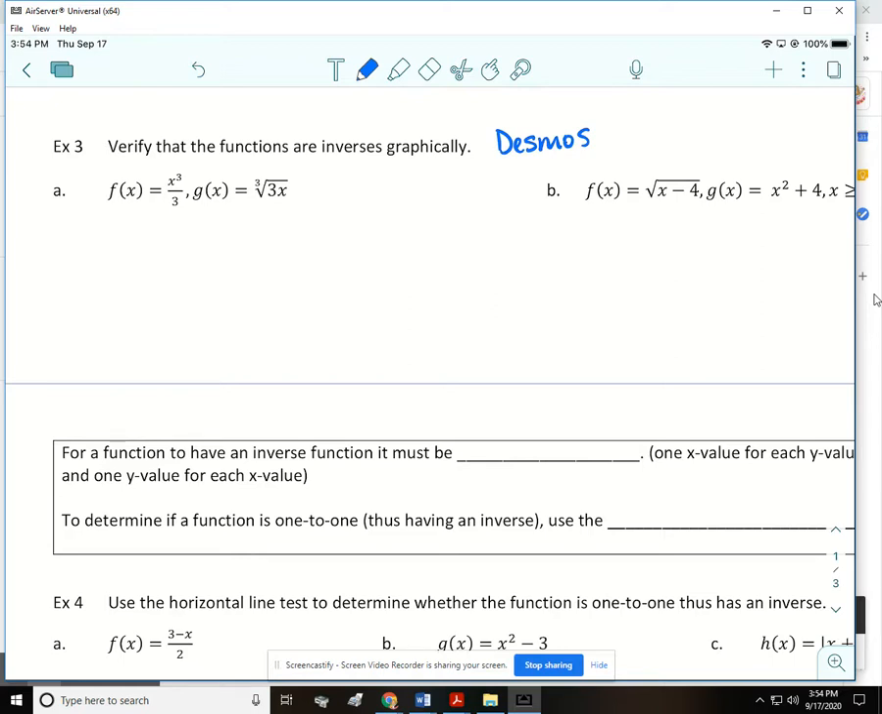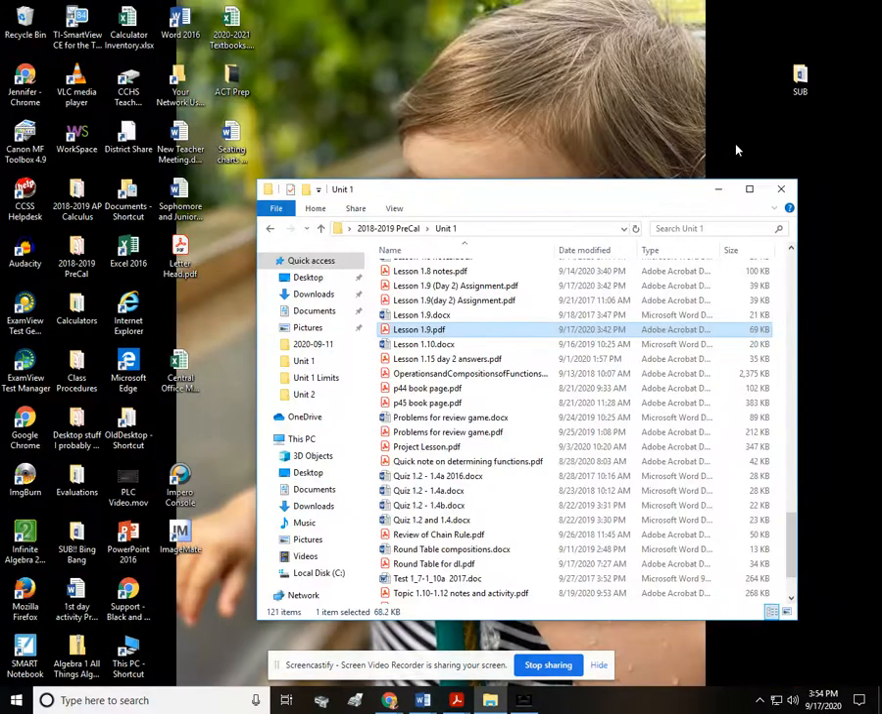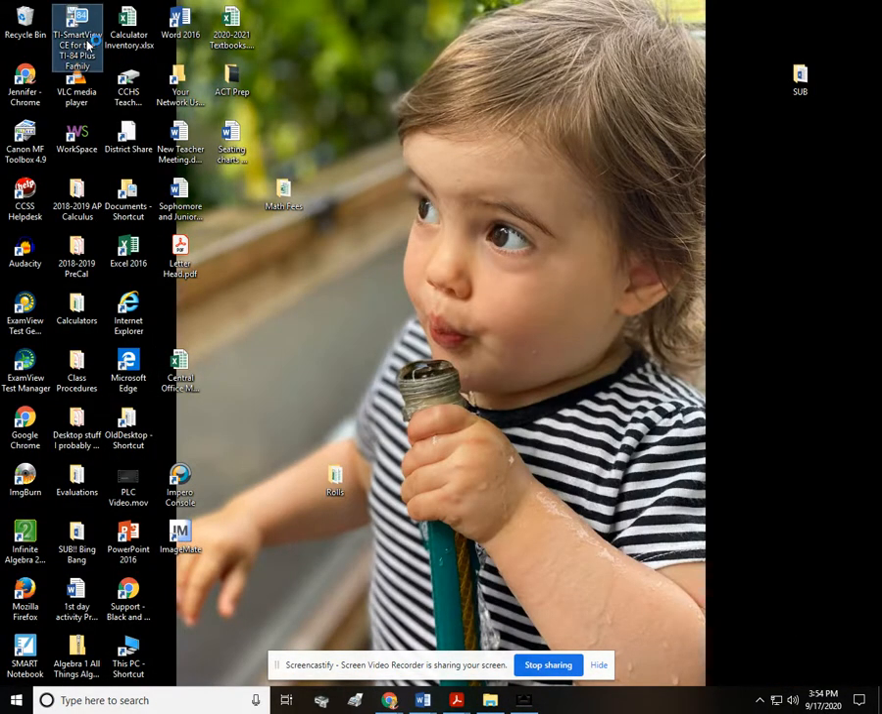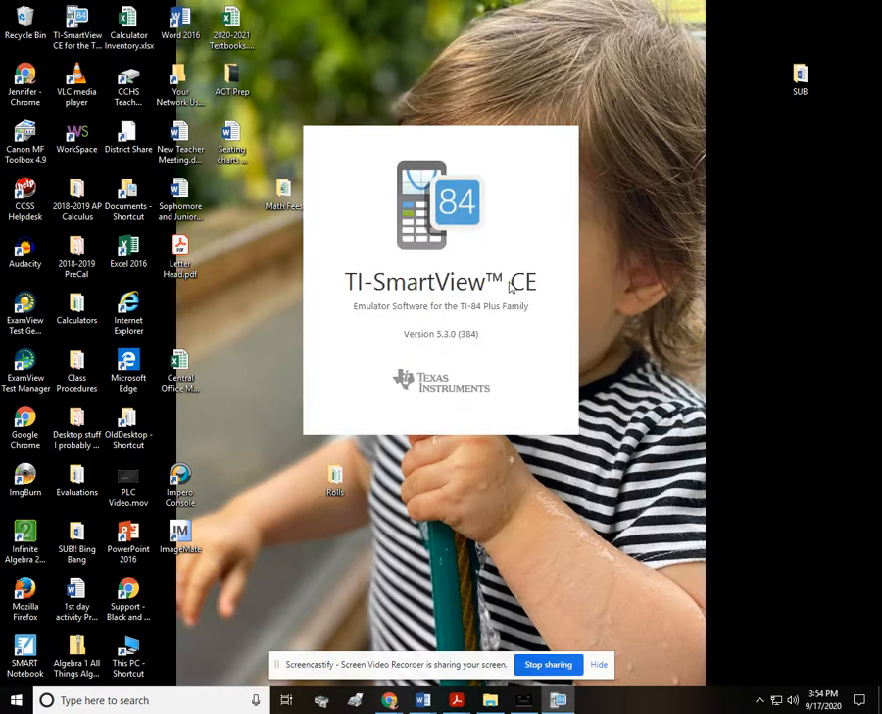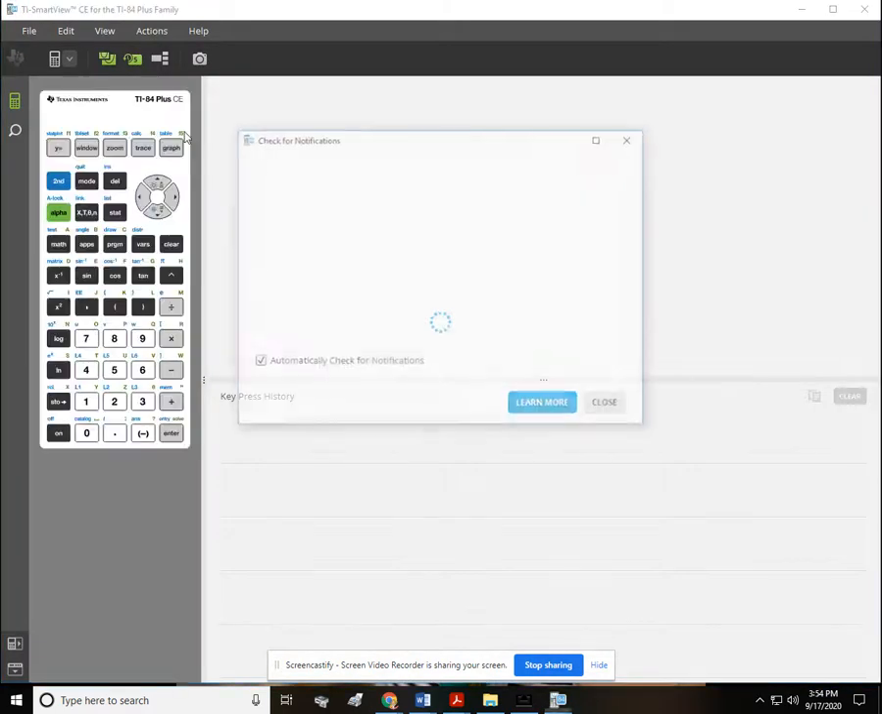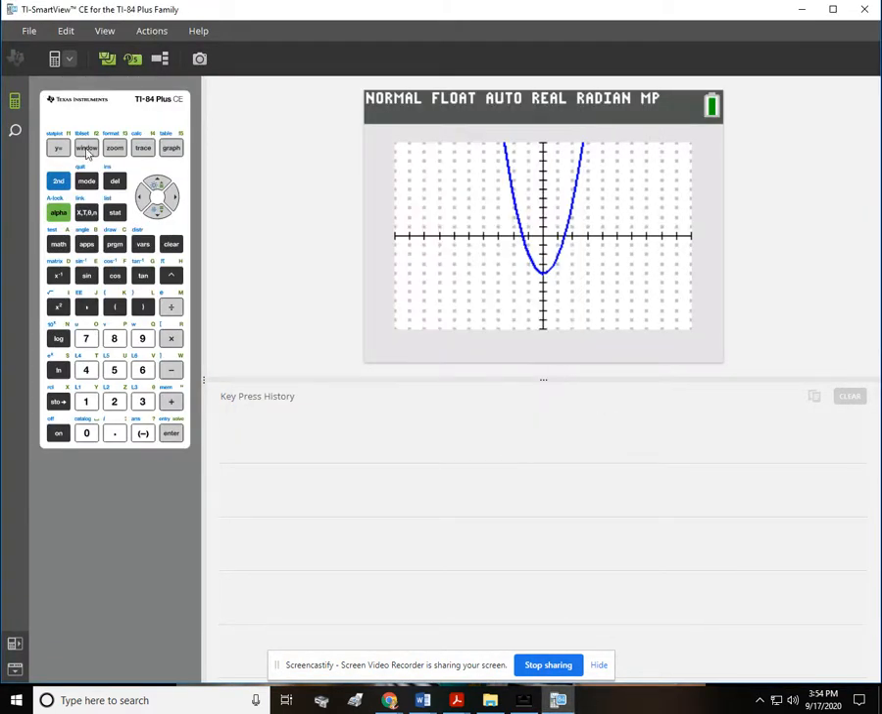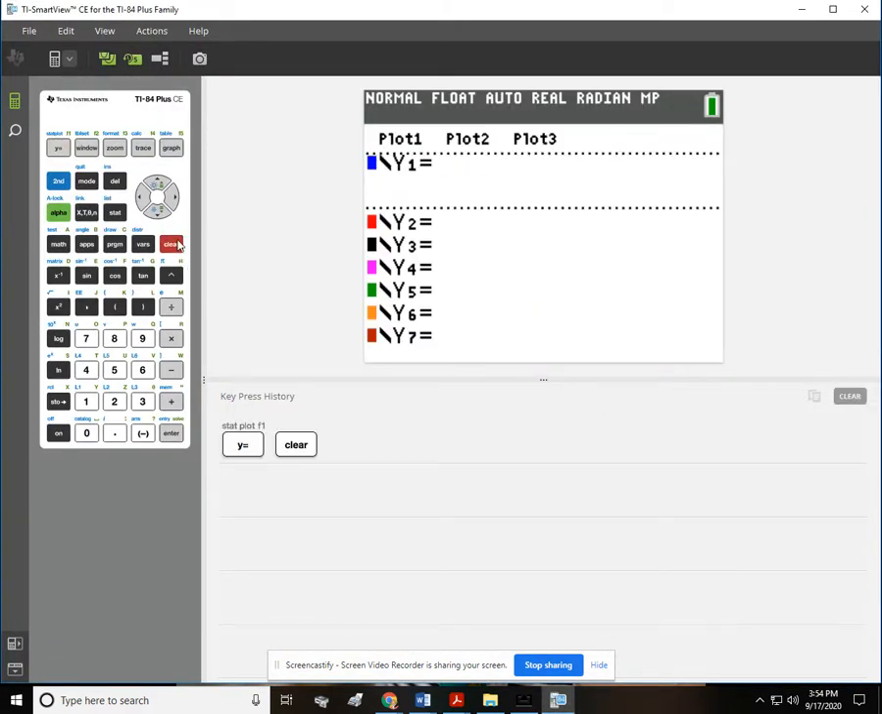And then some of these we can just use transformations and do it just in our head. So on example 3a, we have a cubic graph, but it's divided by 3, and then we also have a cube root. So if you want to see what that looks like, you can type it in the calculator. Let me type it in real quick. But like I said, these you can do without a calculator, just using transformations, or if you need to, you can use Desmos.